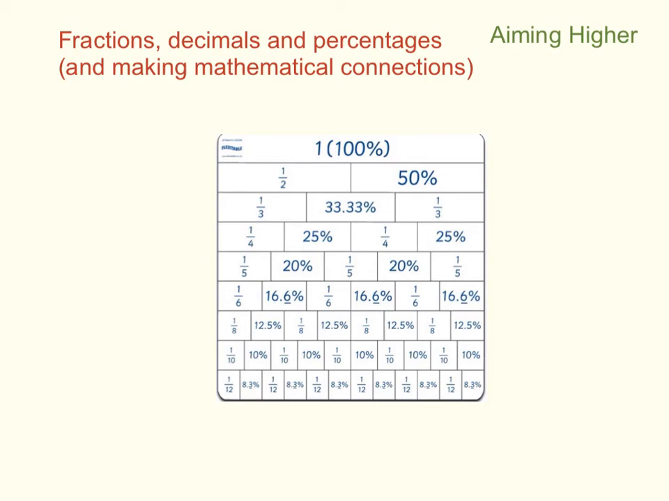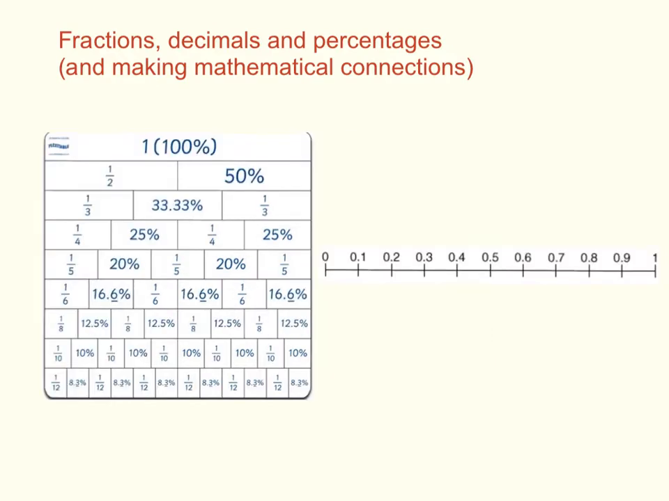In this video we're looking at fractions, decimals and percentages, but really we're looking at how we can make mathematical connections, how we can link one thing that we know to another one, and this is the aiming higher version of the video. If you have a look at the fraction and percentage wall, you can see that each section within a line is the same size. So for example, those thirds are all the same size.